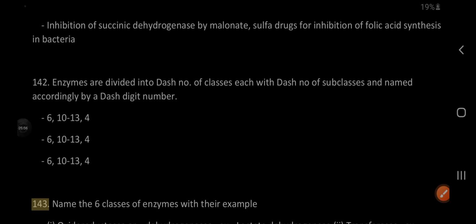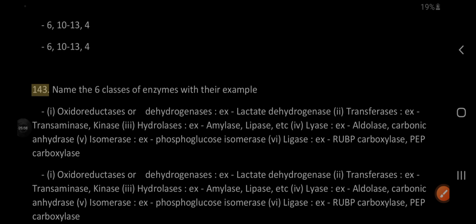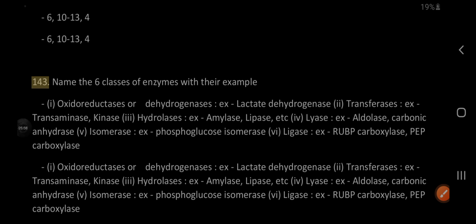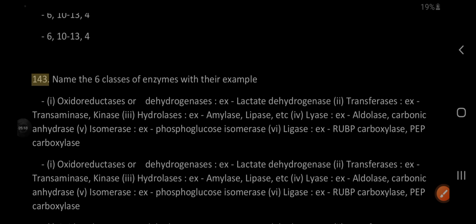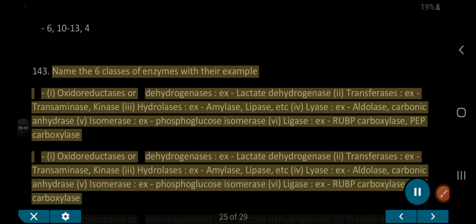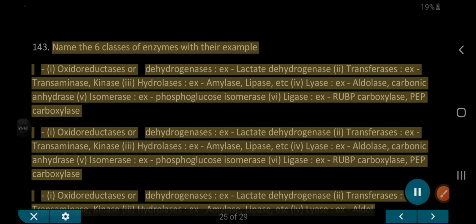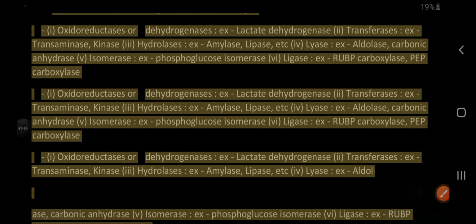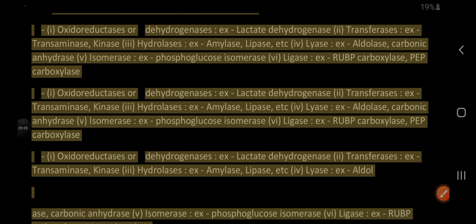143. Name the 6 classes of enzymes with their examples. I. Oxidoreductases or dehydrogenases, for example lactate dehydrogenase. II. Transferases, for example transaminase, kinase. III. Hydrolases, for example amylase, lipase, etc. IV. Lyases, for example aldolase, carbonic anhydrase. V. Isomerases, for example phosphoglucose isomerase. VI. Ligases, for example RuBP carboxylase, PEP carboxylase.